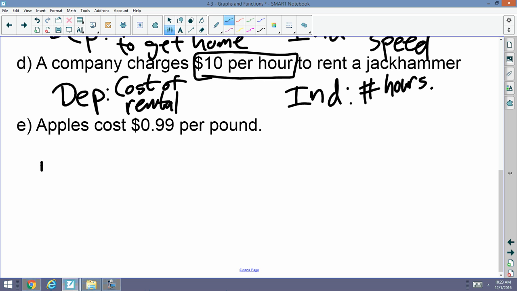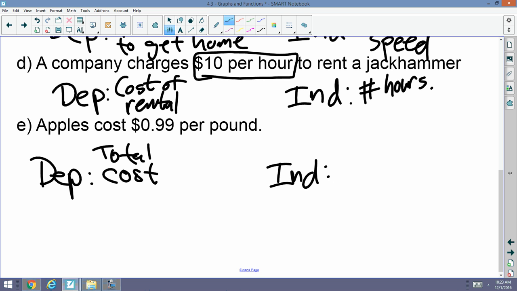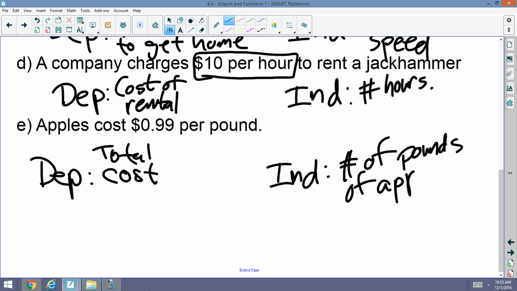Okay, so the dependent here is the cost. Yes, total cost. And what determines this total cost? What's the independent here? The number of pounds, yeah. The number of pounds of apples. Or, like you said, the weight of the apples in pounds. Does that make sense to everybody? May I continue, gentlemen?